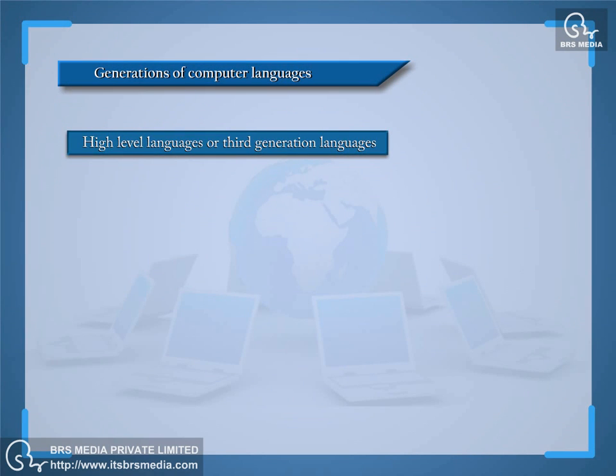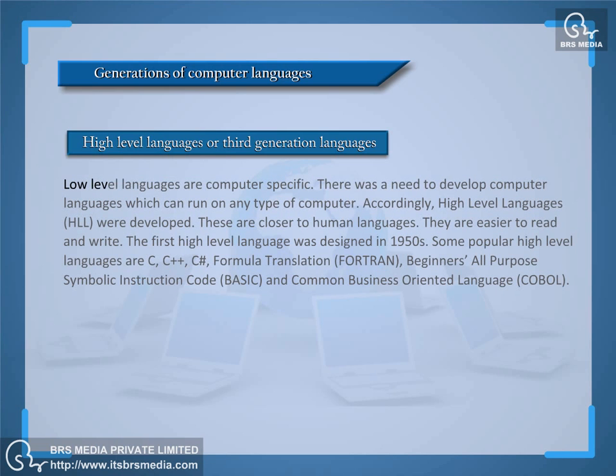High-level languages or third-generation languages. Low-level languages are computer-specific. There was a need to develop computer languages which can run on any type of computer. Accordingly, high-level languages, HLL, were developed. These are closer to human languages. They are easier to read and write. The first high-level language was designed in 1950s.